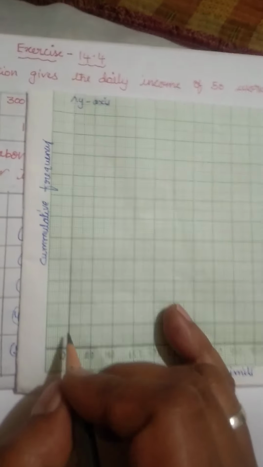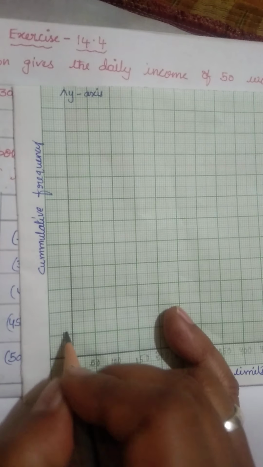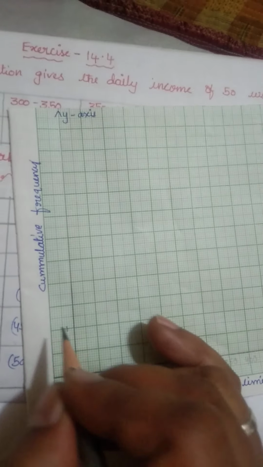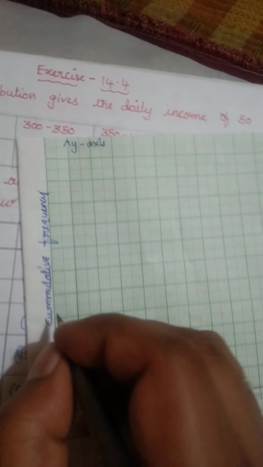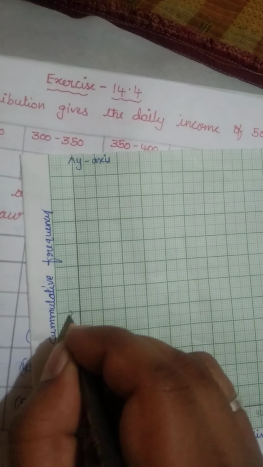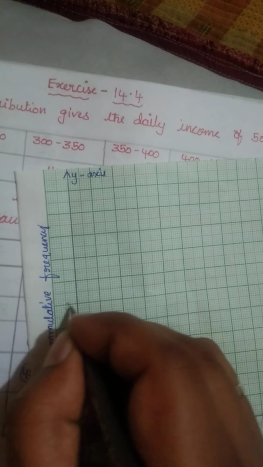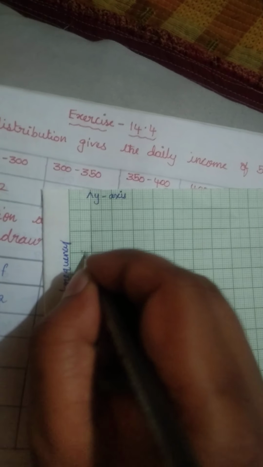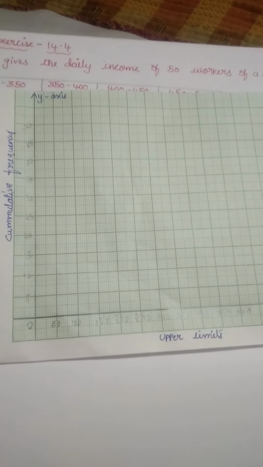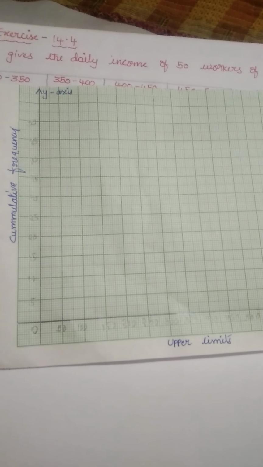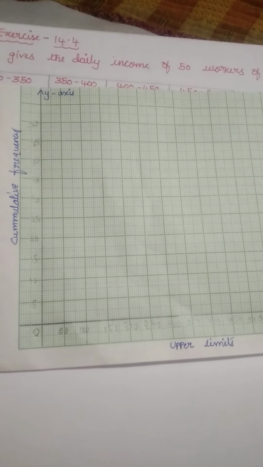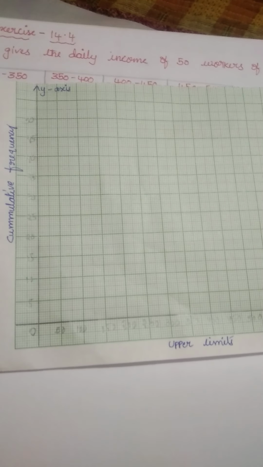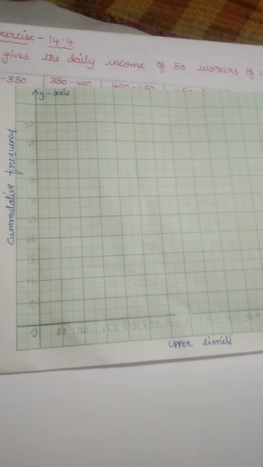So on y-axis let us take 1 centimeter equal to 5 units. 5, 10, 15, 20, 25, 30, 35, 40, 45, 50. Children, did you understand what is the scale? On x-axis we have taken 1 centimeter is equal to 50 units, and on y-axis we took cumulative frequency, that is 1 centimeter equal to 5 units, right?